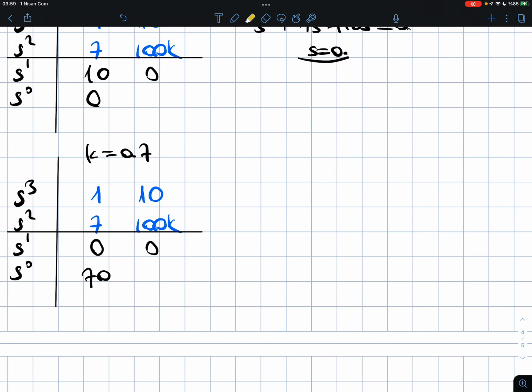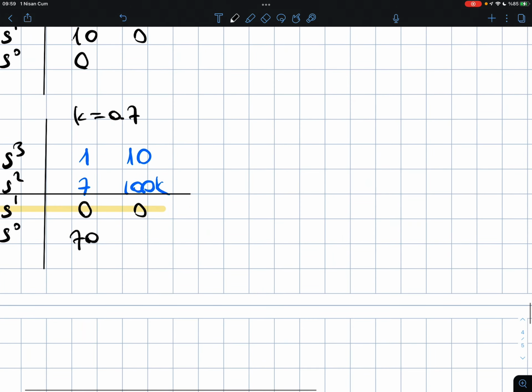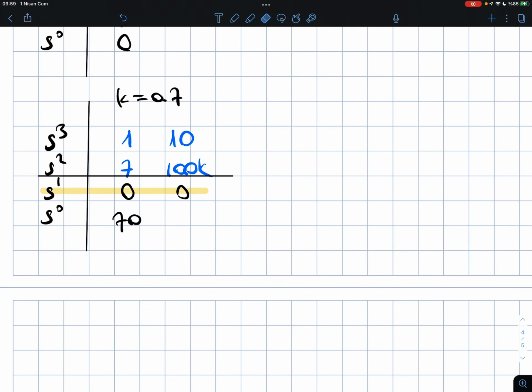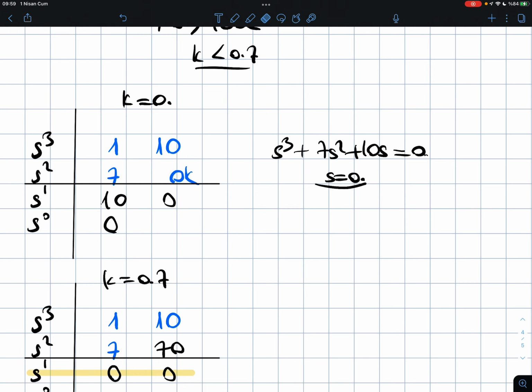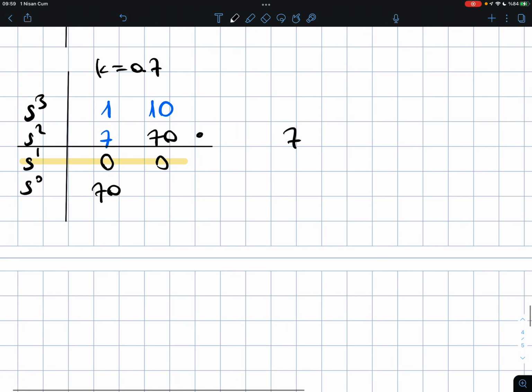Now we have a 0 row here. Therefore, we can form the auxiliary polynomial. By the way, I might also change this to 70. By the way, this should be equal to 0. Now here, I can form the auxiliary polynomial, which will be formed based on the top row here. 7s squared plus 70 equals 0.